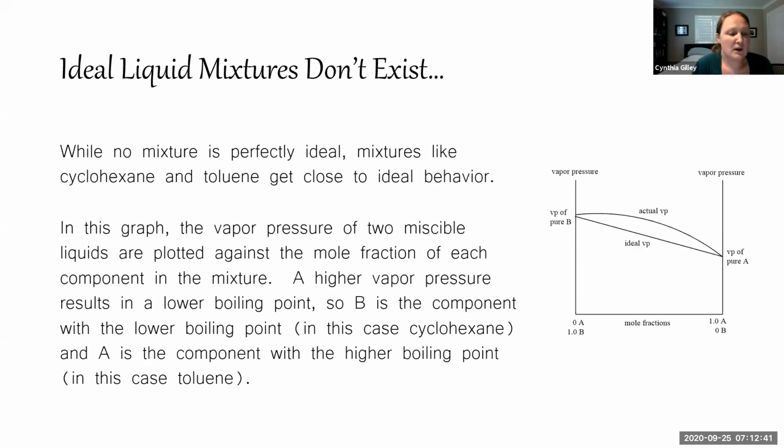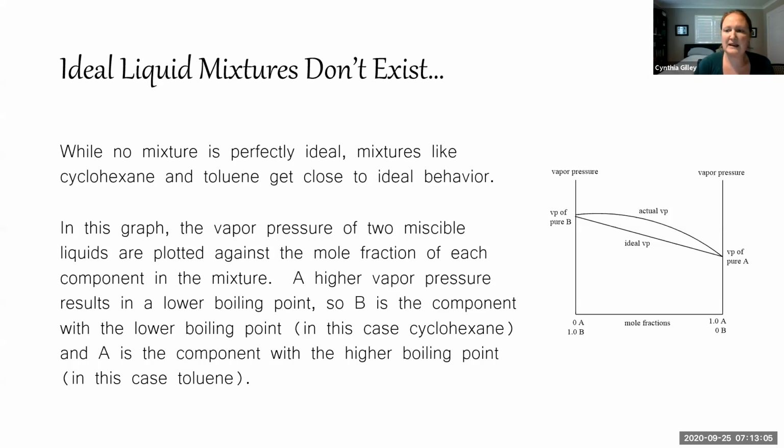Okay, so now we get to the crux of it. While no mixture is perfectly ideal, mixtures like cyclohexane and toluene get close to ideal behavior. And we're going to be reviewing ideal behavior because when we get to ethanol and water, we're going to see what non-ideal behavior looks like.